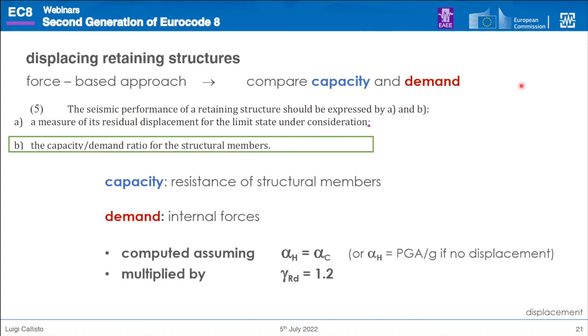Now, of course, we must evaluate the demand, which is the internal forces. Our code states that in most cases, if we allow some displacement, we must compute the internal forces assuming a horizontal acceleration equal to the capacity of the system. And then the internal forces resulting from this calculation should be multiplied by an overstrength factor equal to 1.2.